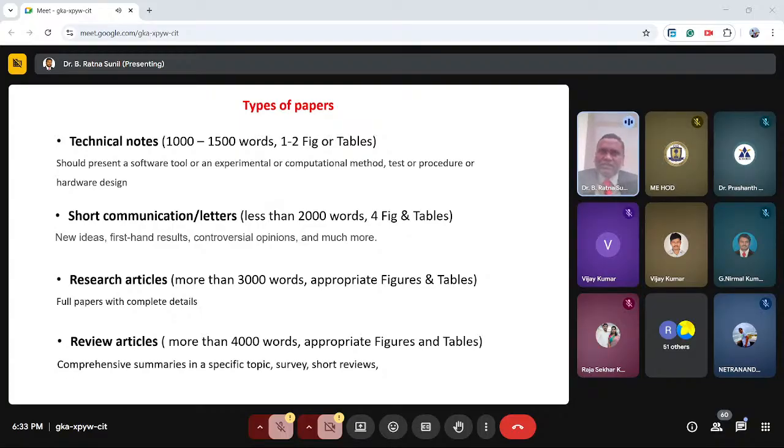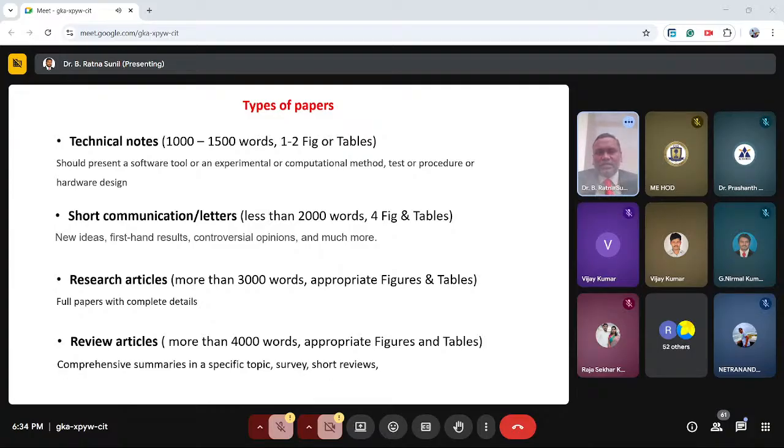Short communications, some journals call them letters also. They are usually less than 2000 words with 4 to 5 figures or tables. Publishing a short communication is very simple if you have very good data and innovative outcome results. Many journals give the decision very quickly. Within 1 month they will give the decision of acceptance or rejection or any revision comments. So the speed is very high compared with regular papers.